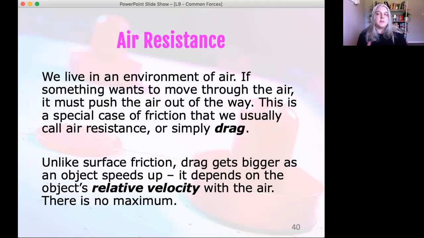It just depends on the velocity of the object through the air, because air resistance is essentially pushing that air out of the way. If you've got a car driving down a road, it's got to push air out of the way in order to be where that air used to be. The faster it goes, the more air it constantly has to push out of the way, and that means it needs more and more force to do that. So there's more and more air resistance as you get faster and faster. So there's no limit in the same way that we have for surface friction.